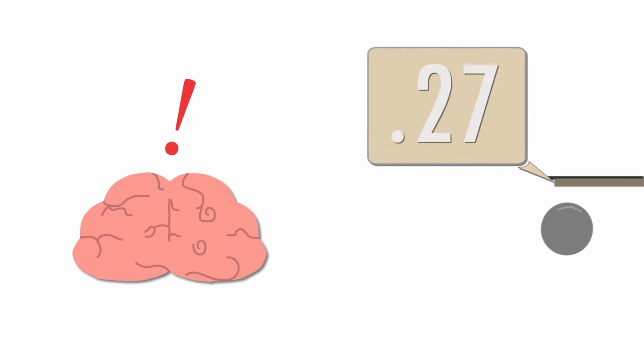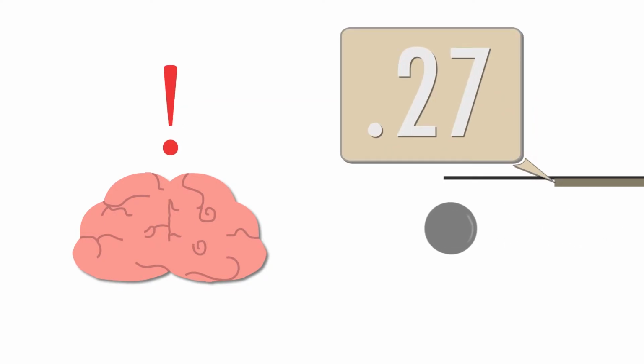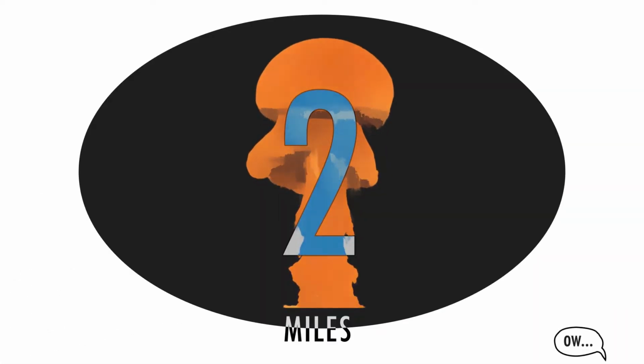And that's not all. The average reaction time for a human being is around 0.27 seconds. So by the time Casey actually registers that an object is in his way, say a house, he'd have already run over 2 miles before he could even try to avoid it.